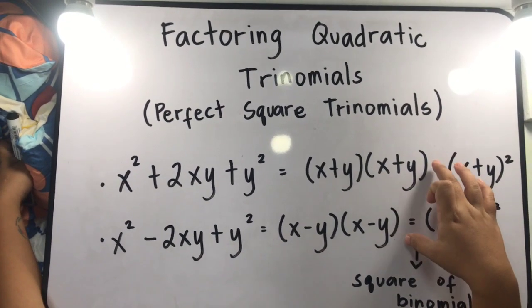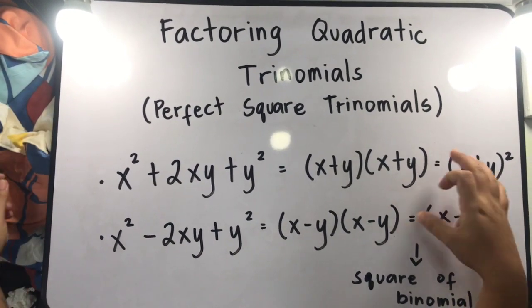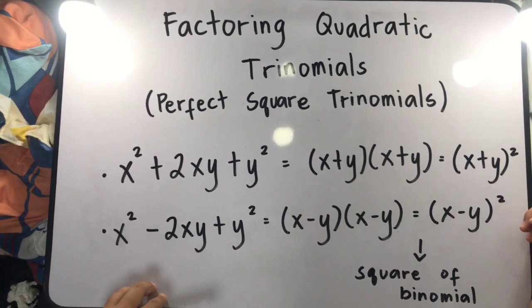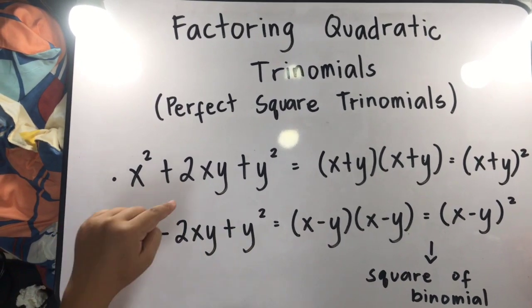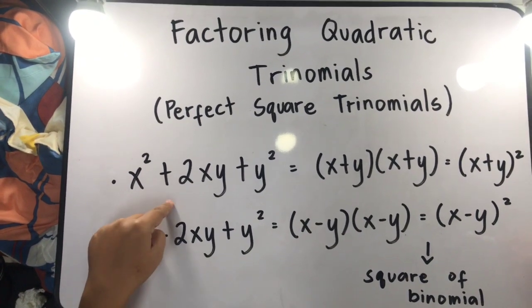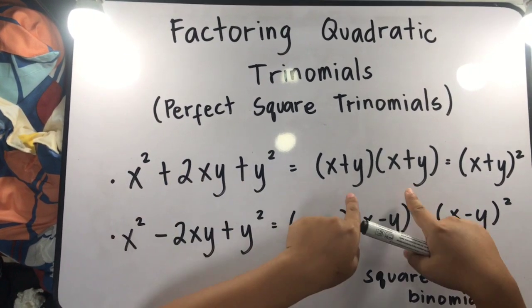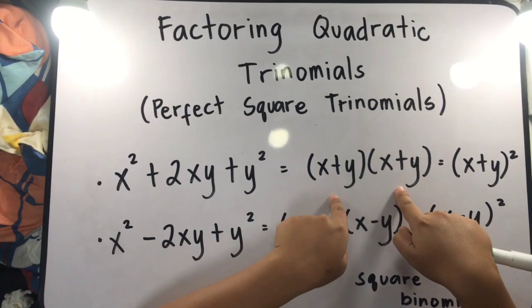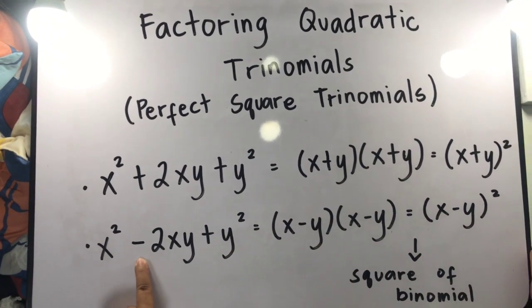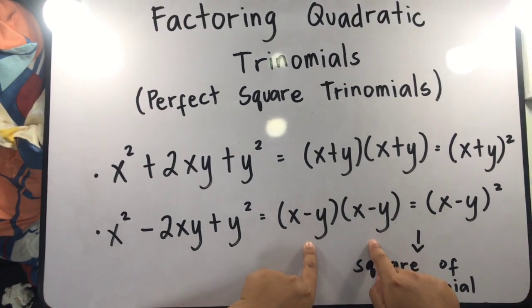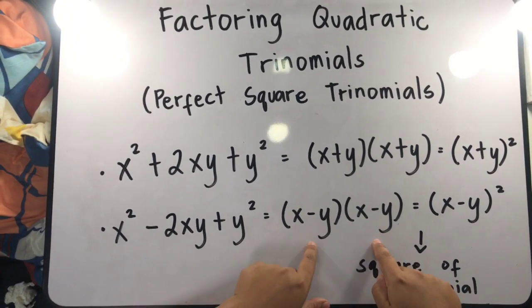okay, yung factors niya, pina-follow niya lang yung sign ng middle term. If the middle term of the trinomial is positive, so yung factors niya ay 2 positive. Okay? If the middle term is negative, so yung factors niya, yung operation na gagamitin yung subtraction or negative din.